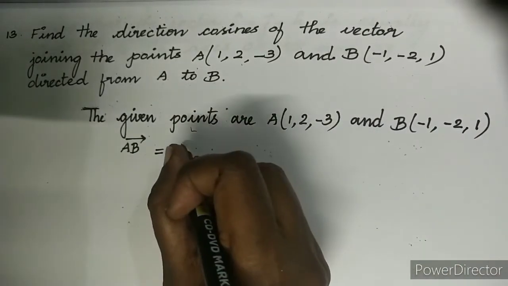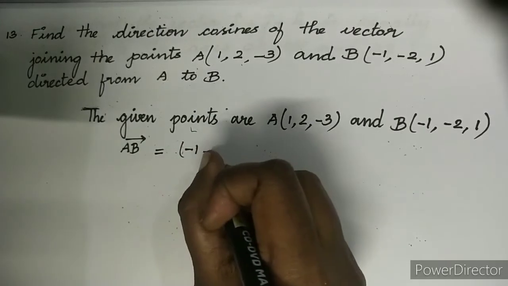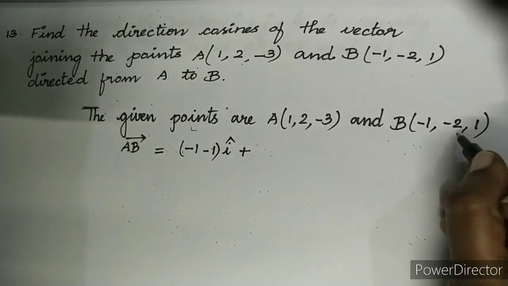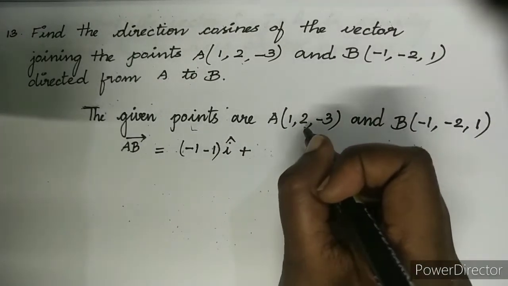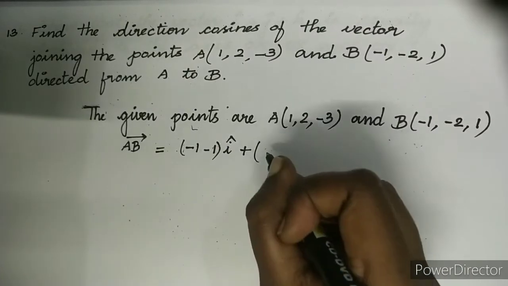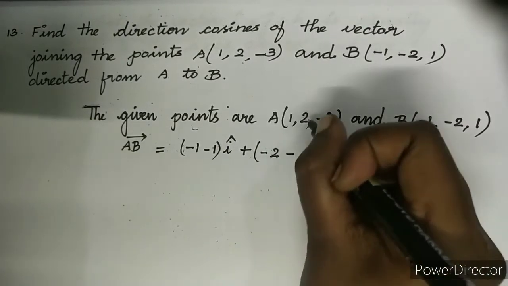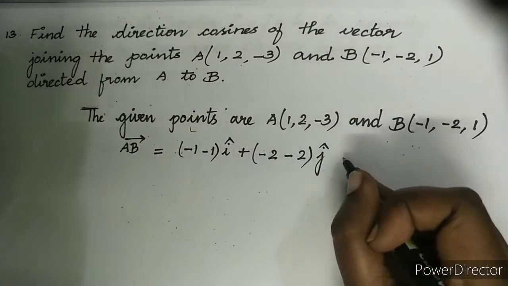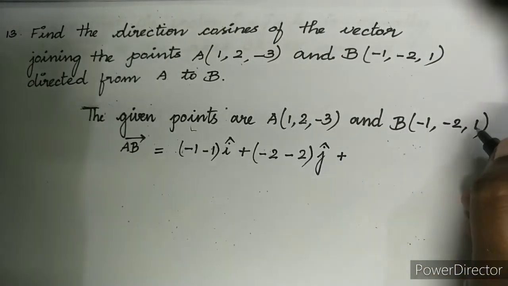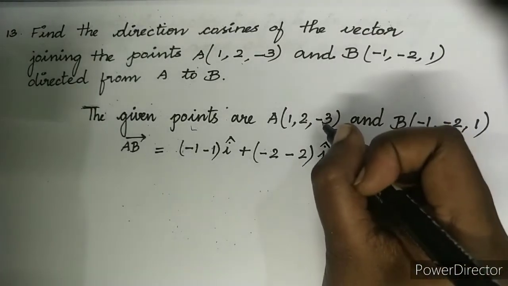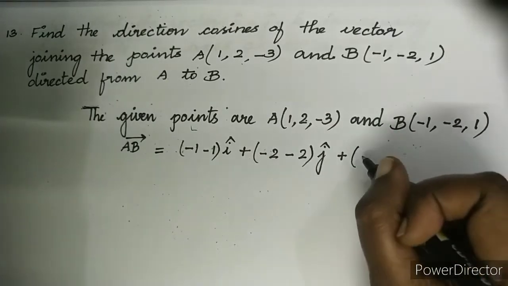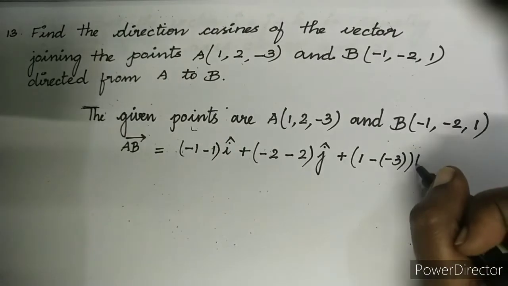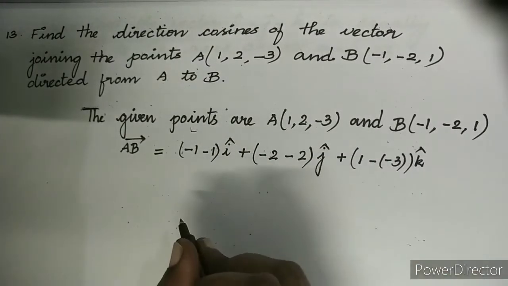minus 1 minus 1 into i cap plus minus 2 minus 2 into j cap, plus 1 minus into minus 3 k cap. We'll simplify these things now.